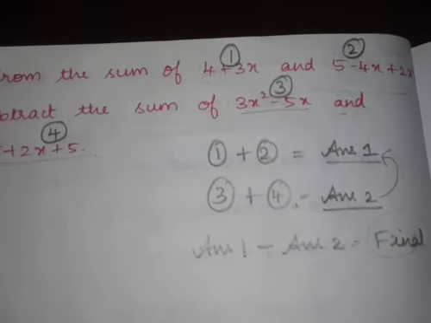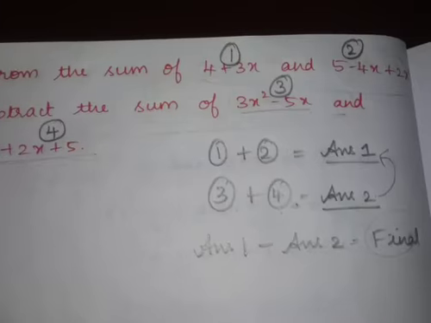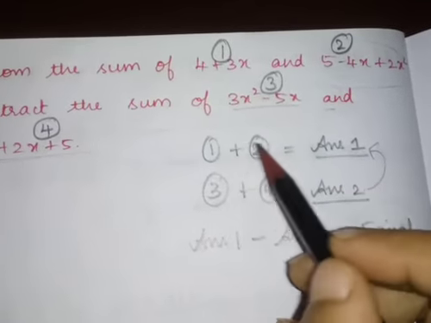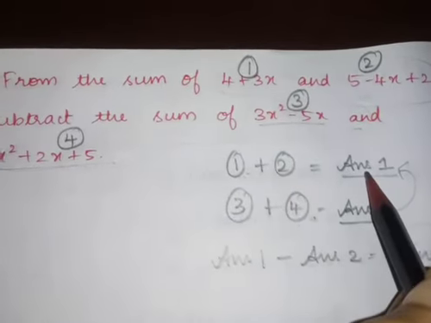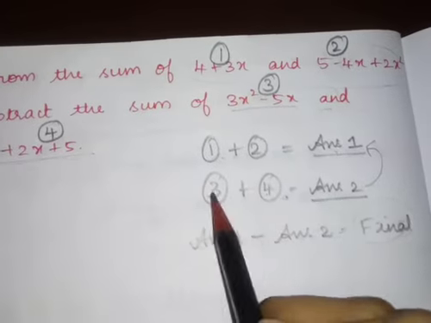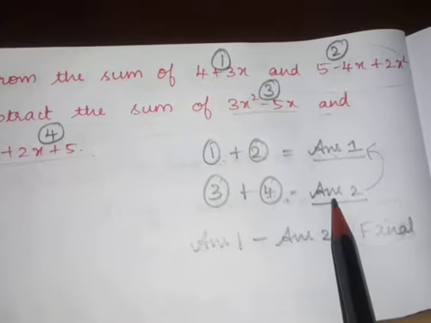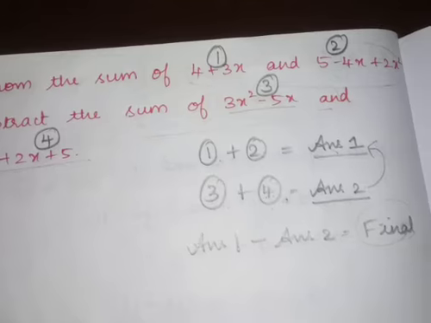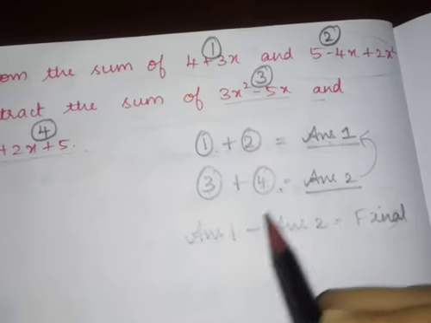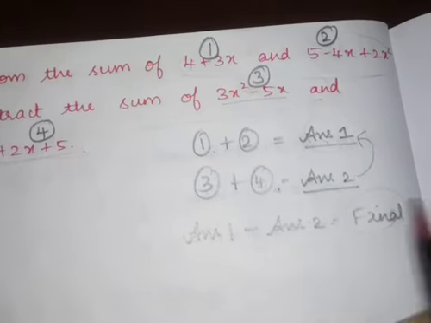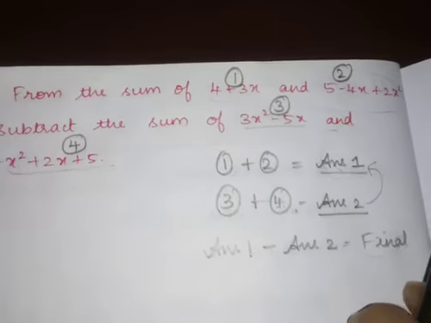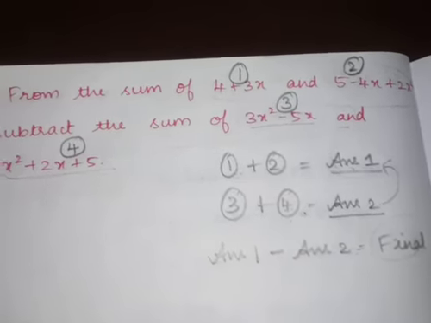So what is the trick in this? First you should add the first 2 expressions to find one answer. Third and fourth expression I should add, I should get another answer. Then I should subtract this answer 1 minus answer 2. So I'll get the final answer, which is the final thing which you should find.